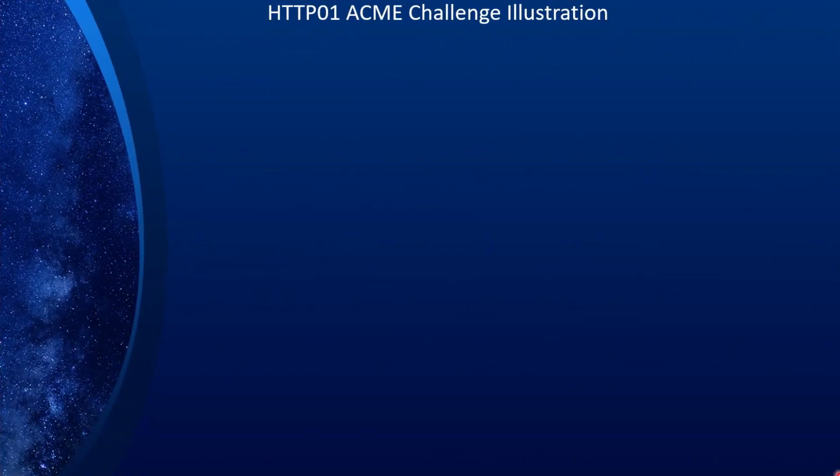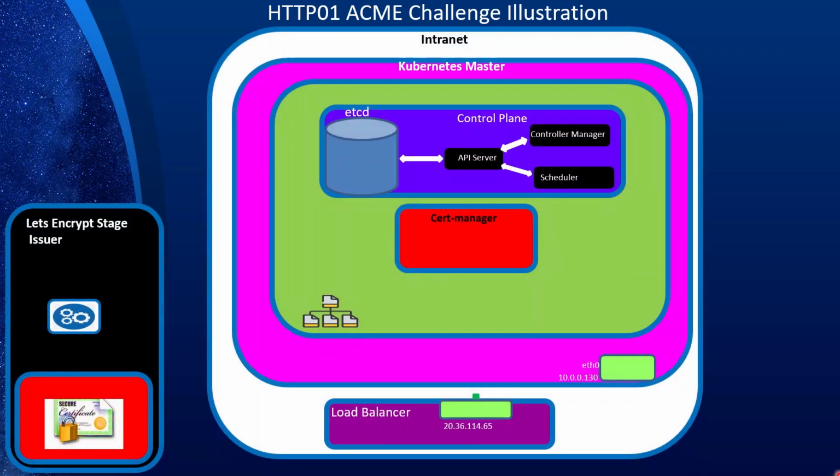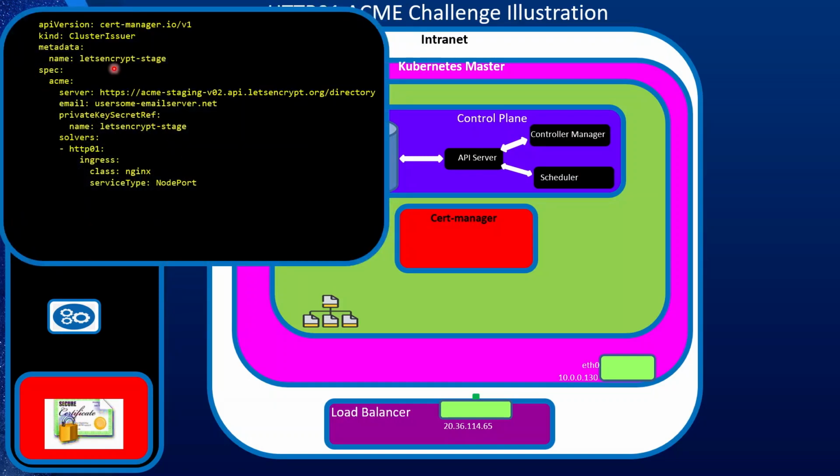We covered a lot of topics concerning TLS Ingress, TLS certificates, and ACME challenge response. Let's see how everything works together. Let's say we have a Kubernetes environment and we have installed Cert-Manager. Now we want to leverage the Let's Encrypt stage issuer and start requesting certificates. So the first thing that we need to do is define this issuer in Kubernetes. And this is how we do it.